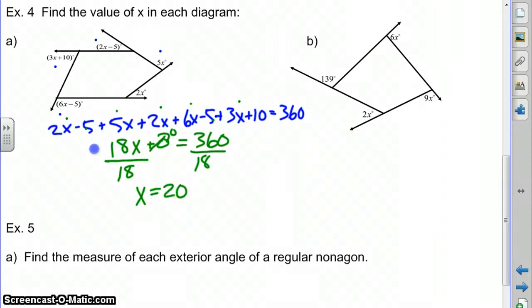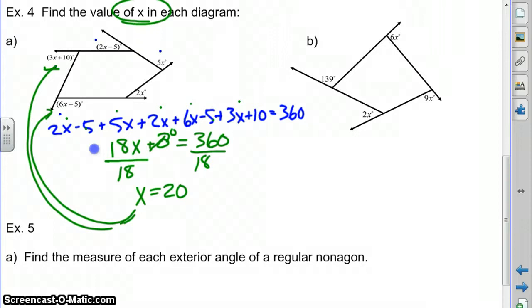Now make sure that we're answering the correct question. It says find the value of x, so I do not have to go back. If it asked me to find the measure of each angle, I could take my x and plug this x value back in for each angle.